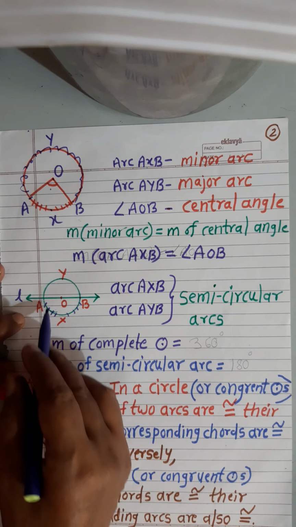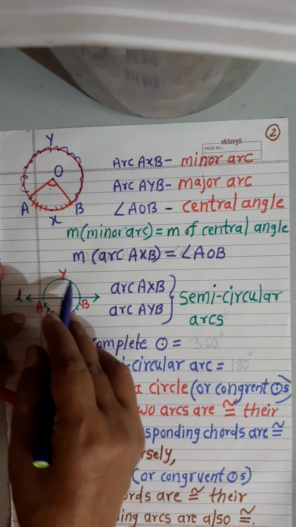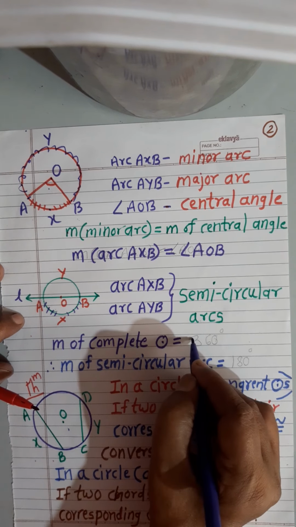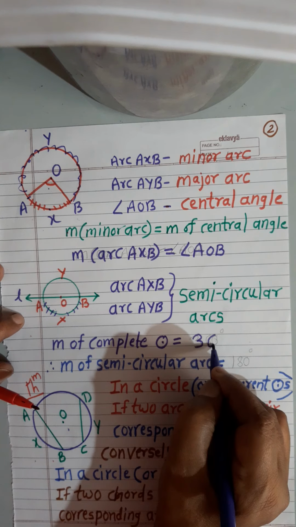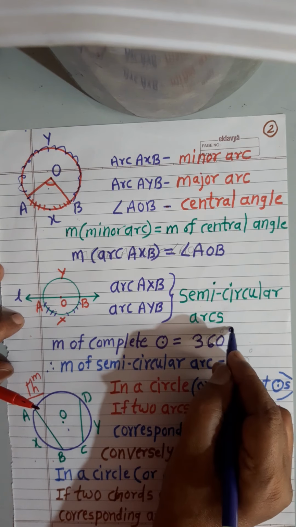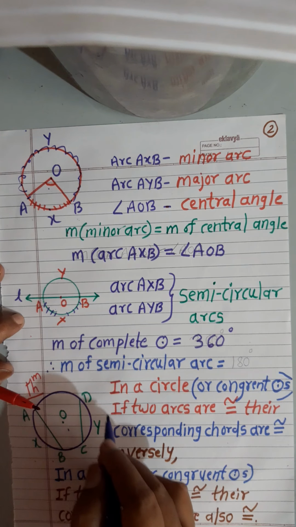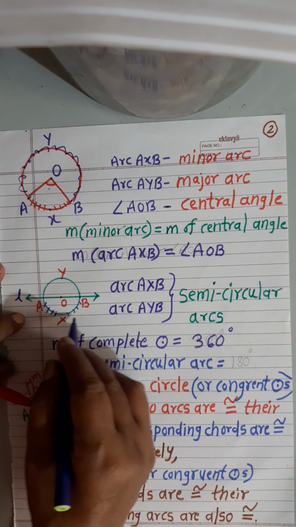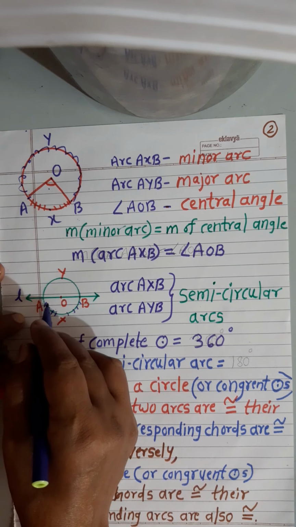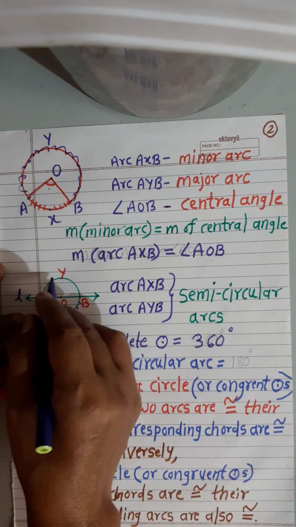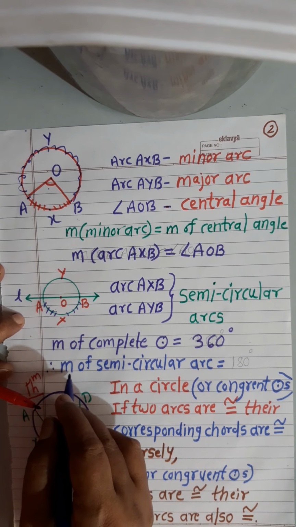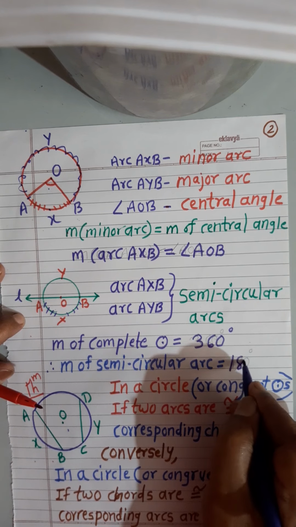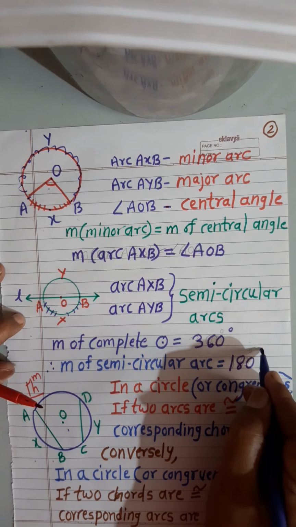Now see, the measure of a complete circle, we know it is 360 degrees. Therefore, what is the measure of a semicircular arc? The measure of this arc is 180. Also the measure of this arc is 180. Therefore, the measure of semicircular arcs is 180 degrees.